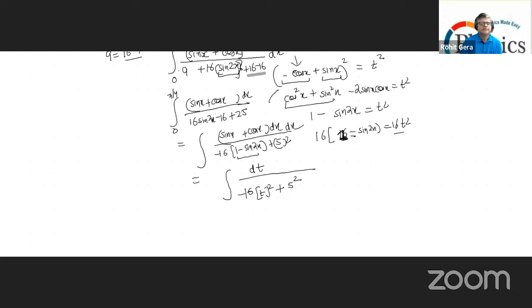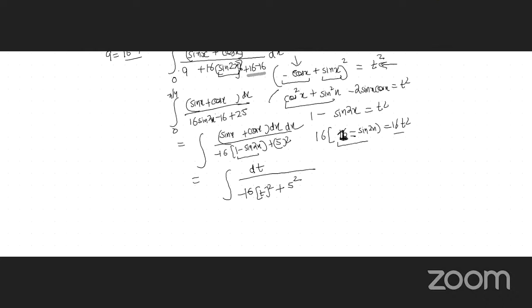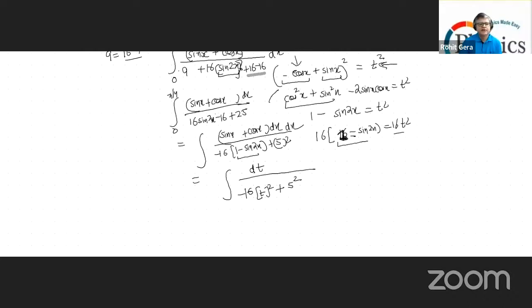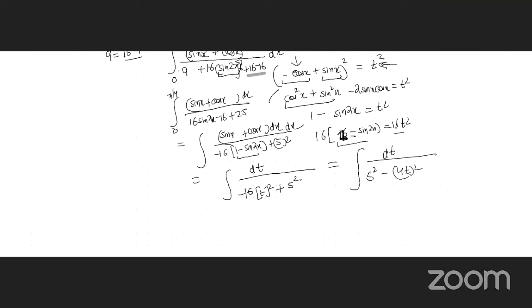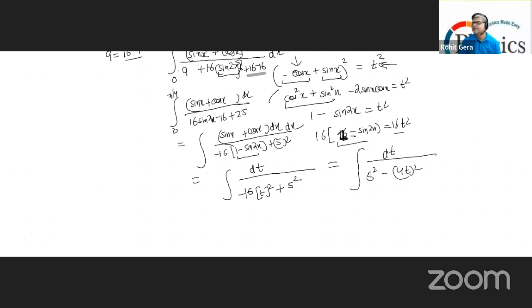If you see this, 1 minus sine 2x finally became what? T square. Right? So now this is dt divided by 5 square minus 4t whole square. Got it. You can solve this with the help of a property, which is 1 upon a square minus x square. What is the integral?